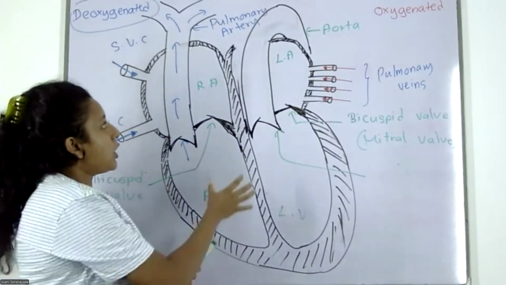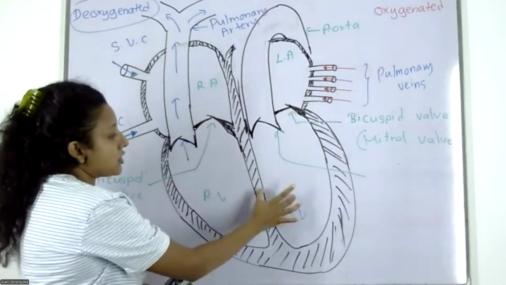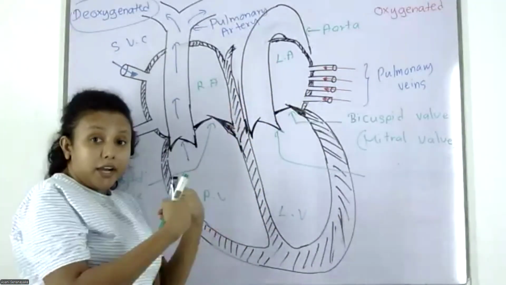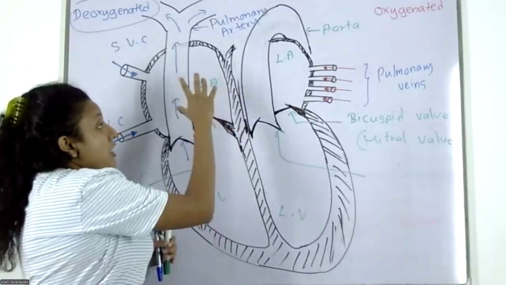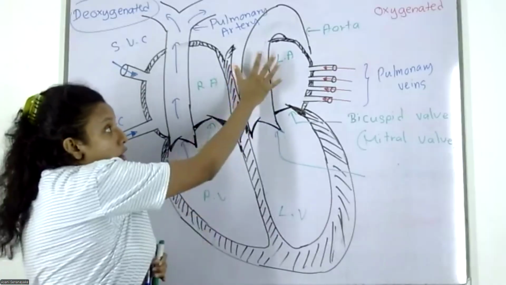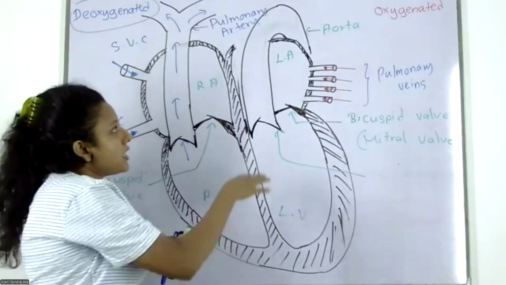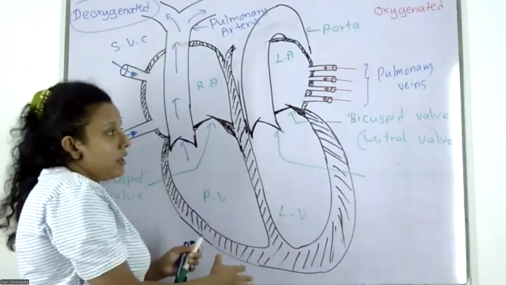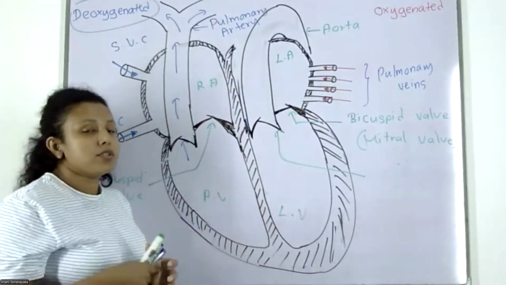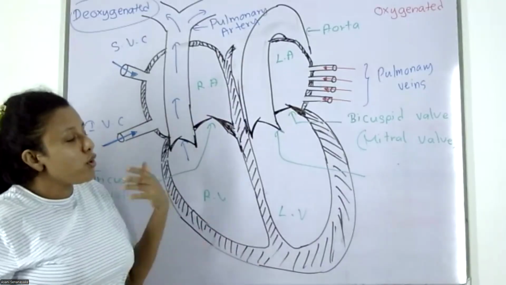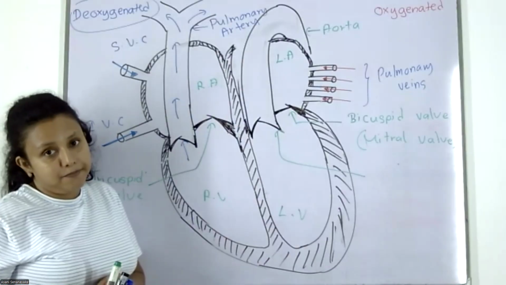And you can see here the right atrium, left atrium, and right ventricle, left ventricle, there are no openings between them. So the deoxygenated blood and oxygenated blood don't mix there. Why don't they mix? Because there is a wall in between the right side and the left side. So there are no openings, and no mixing of the deoxygenated and oxygenated blood.